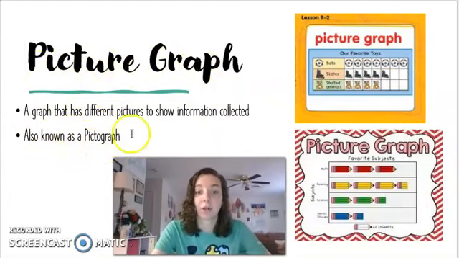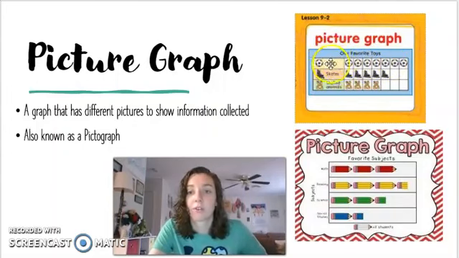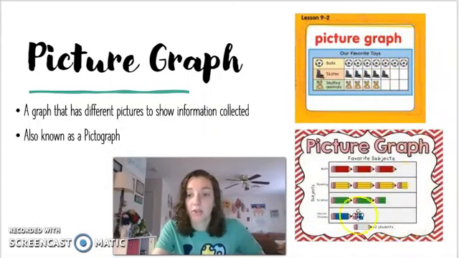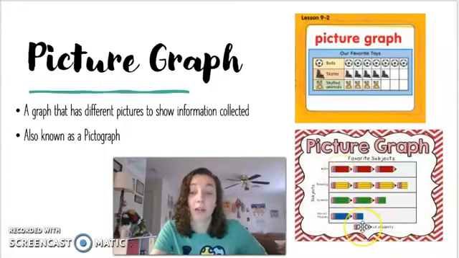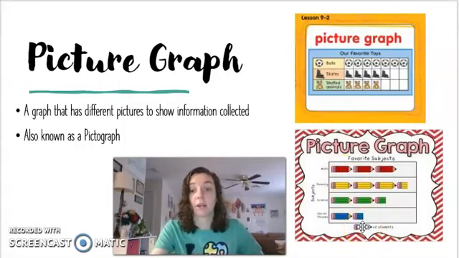But as you can see in our picture graphs, each item is represented with a picture. So if someone said that their favorite toy was a soccer ball, was a ball, they drew a ball to show that that was their vote. Something that they also have, which we're going to talk about here in a second, is the key. Remember, it shows what each picture represents. Okay, so it says this whole pencil represents 2 students. So you can tell that their half pencil is just 1.